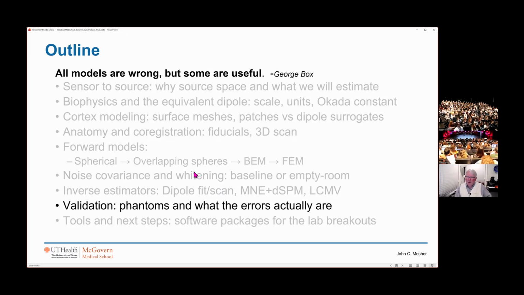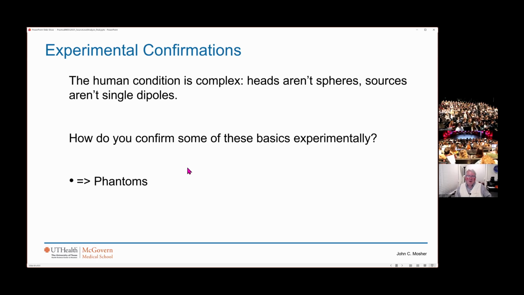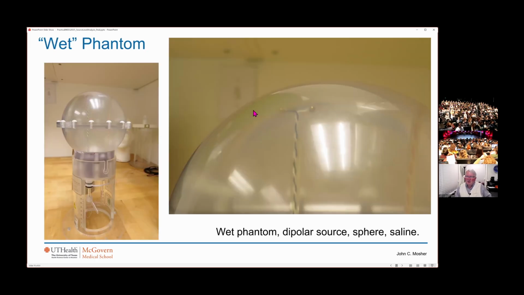So how do we know all this works? Phantoms. Phantoms are a great way because the human condition is complex. Heads aren't spheres, sources aren't single dipoles. And so this is one of the calibration phantoms that comes with some of the vendors. You just pump current up a twisted pair, so it's mostly magnetically silent. And then the current runs out and back in. In one of our early experiments at USC, we put electrodes on the inside of the sphere. So you can measure the EEG, but you can also definitely measure the MEG. It's wet though, it's got saline, it gets an air bubble.